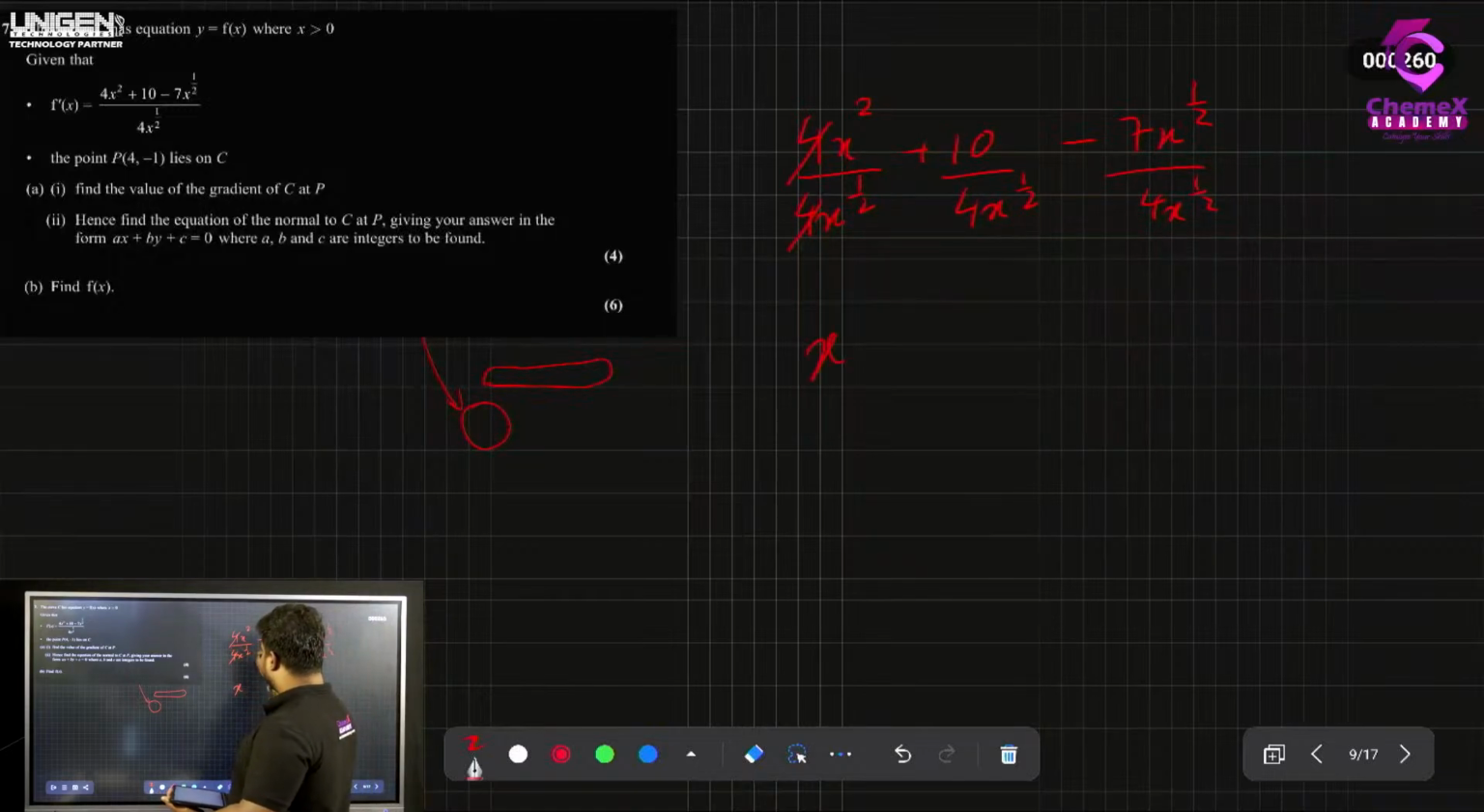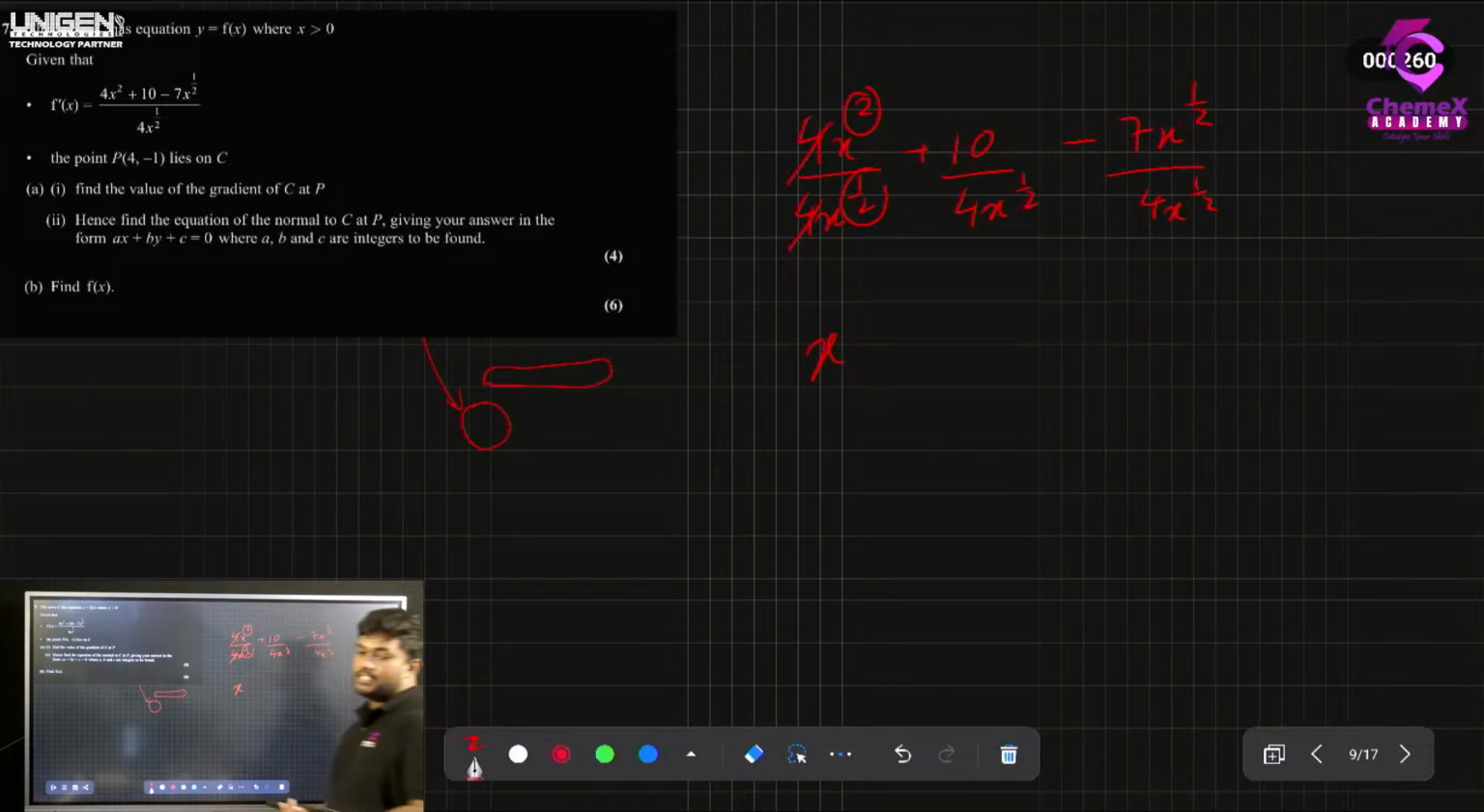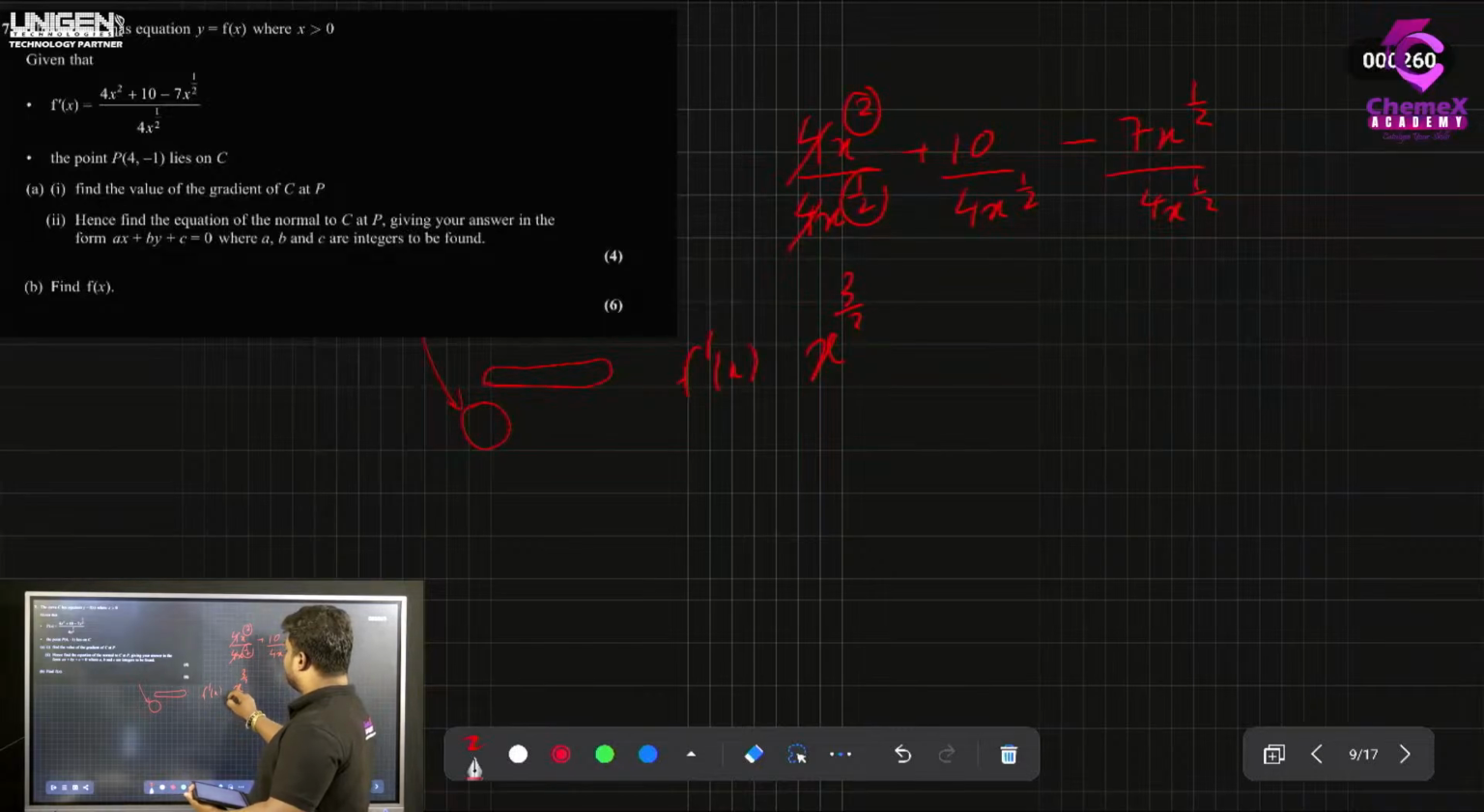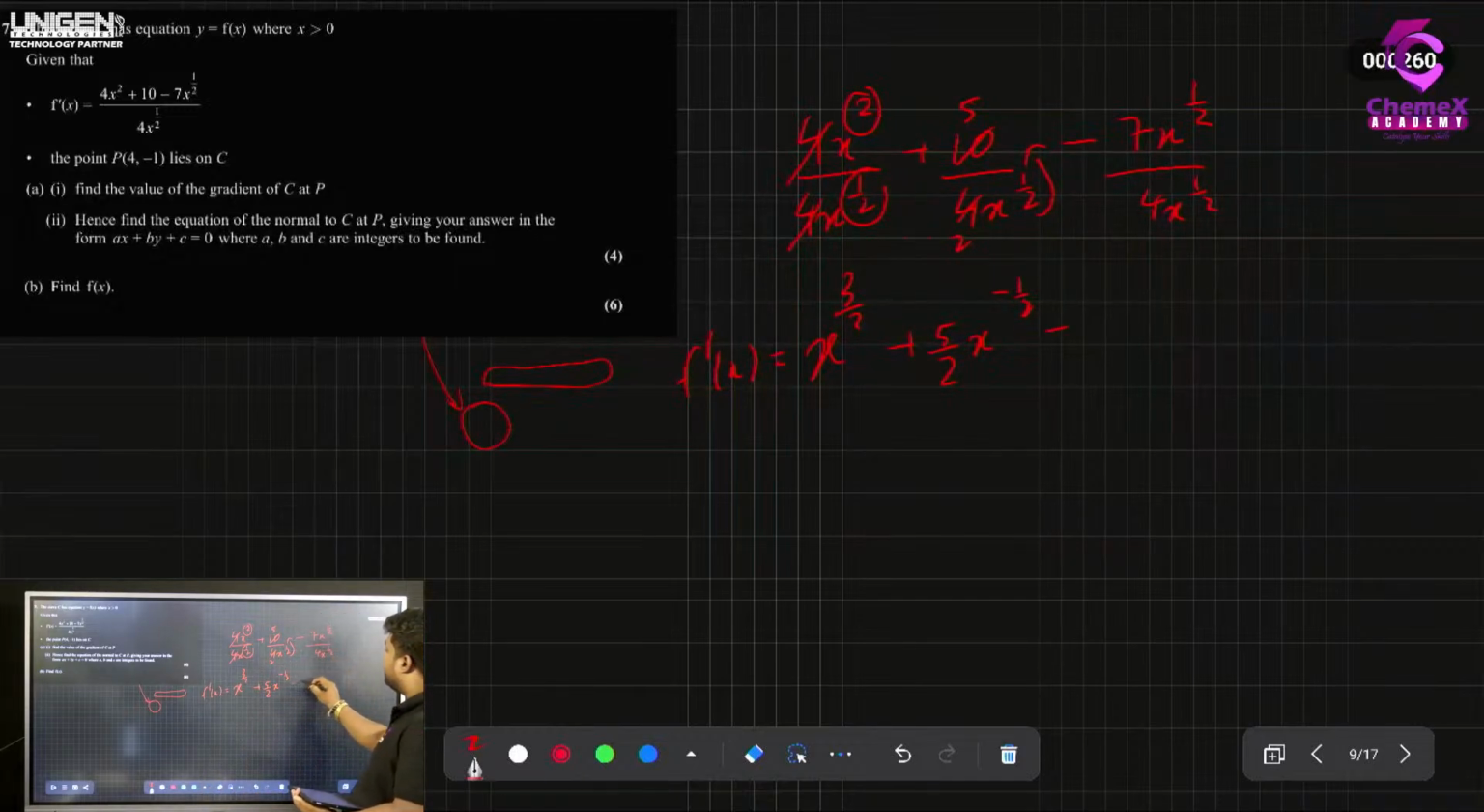x to the power 2 minus half is how much? 3 over 2. This is still f dash x. Okay, I didn't integrate yet. Just simplify. Plus, 2 and 5, so 5 over 2, x to the power minus half because I took it up. And if you have doubts, ask. This is minus 7 over 4. These two cancel off.